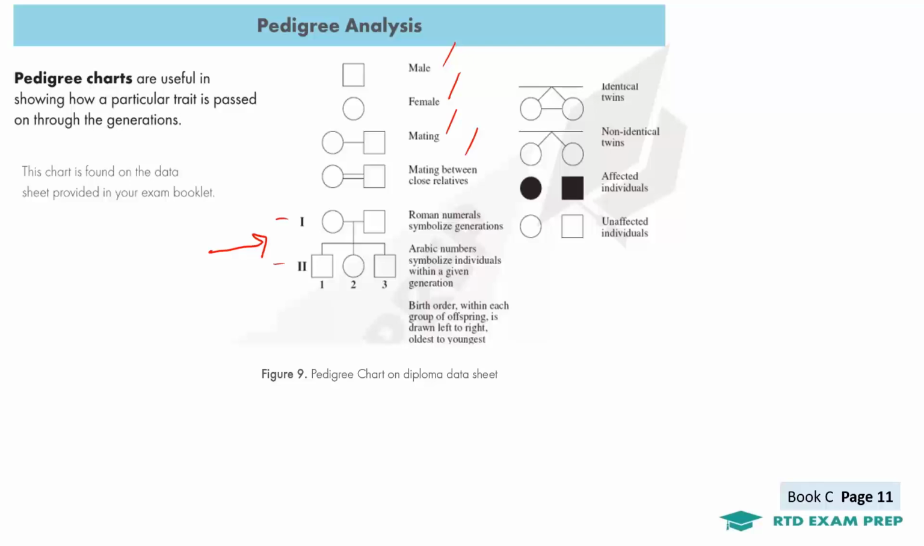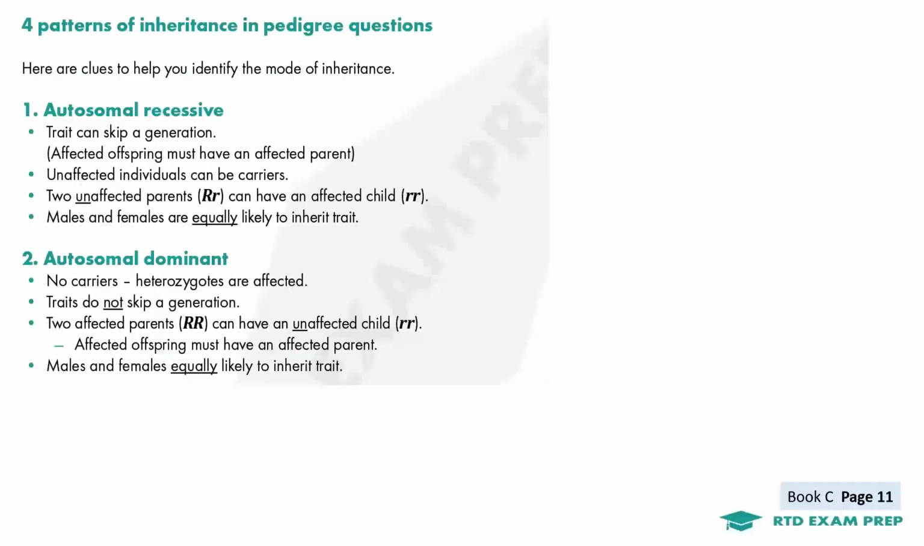So on our data sheet, we've got the male, the female, mating between close relatives, but we're looking for the generations, and in particular, are they affected or not affected? When you approach a pedigree, remember, autosomal or sex-linked. You need to figure out these different patterns.